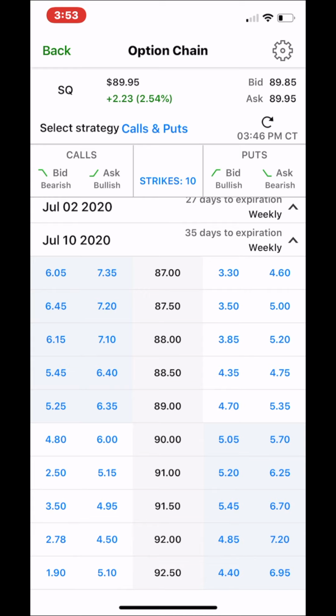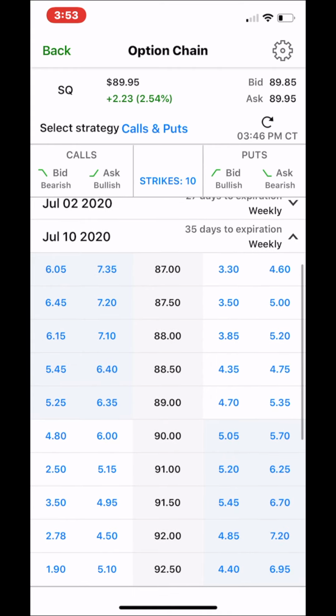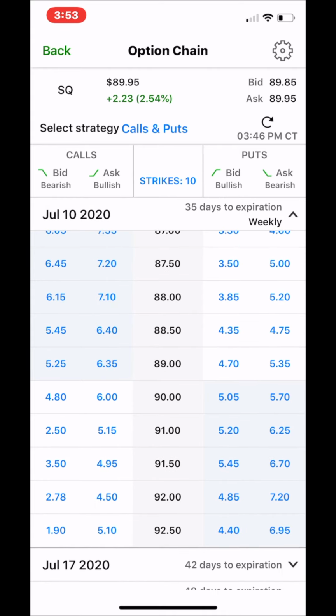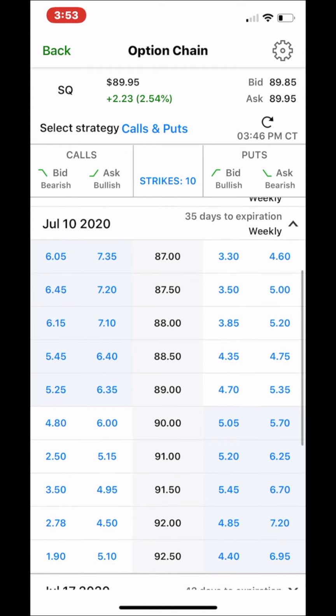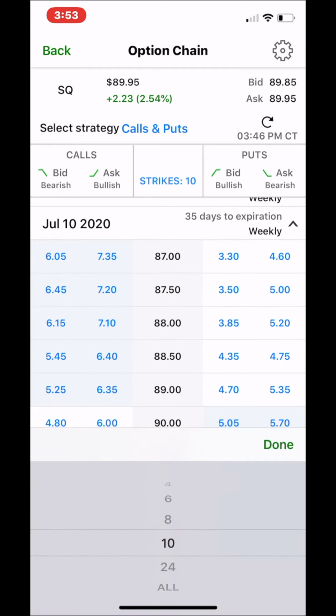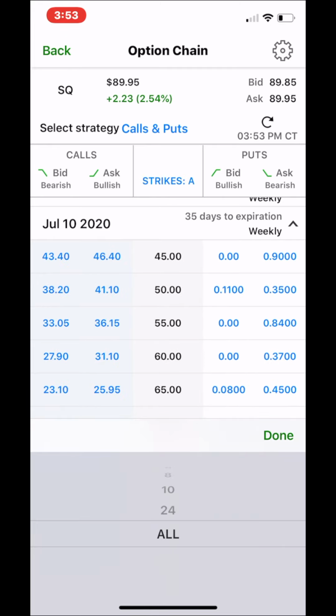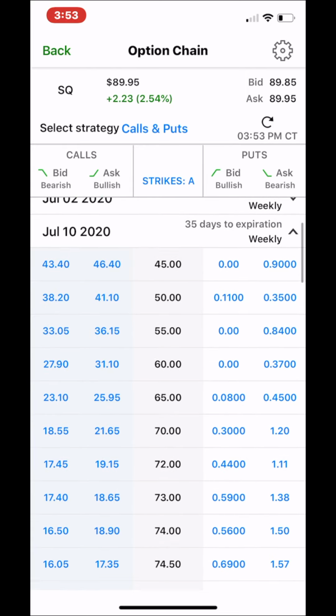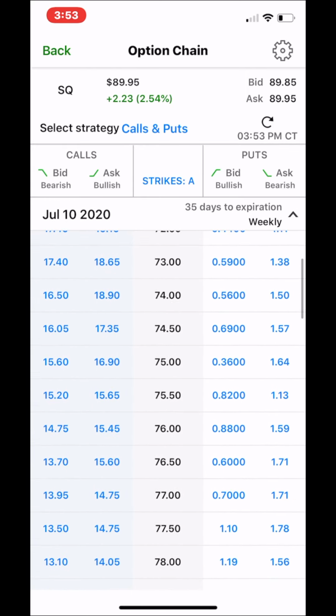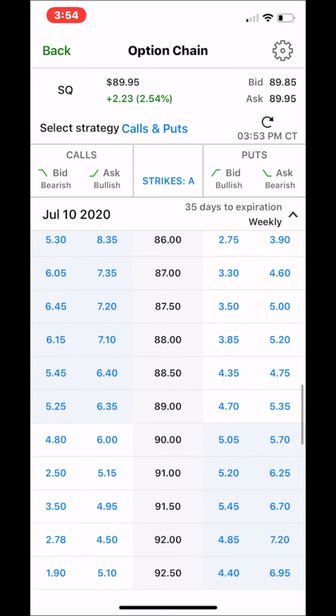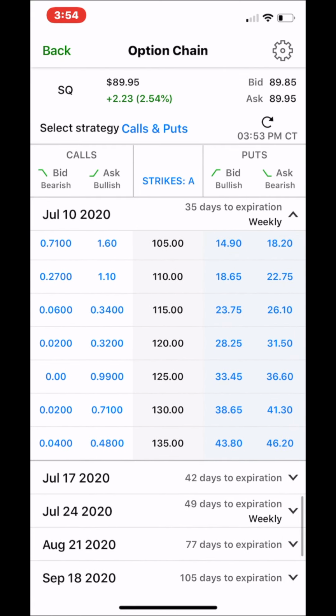With the strike prices, if you see where it says strikes 10 there, you can actually change the strikes. Right here, we see from 87 on June 10, with 87 in the middle, and you go down to 92.50 at the bottom. If you want to see more range, you can change the strikes to 24, or you can change it to all, so you can see all available strikes. Now you see the strike at 45 there, and you can see all the way to 100-something, all the way to 135.